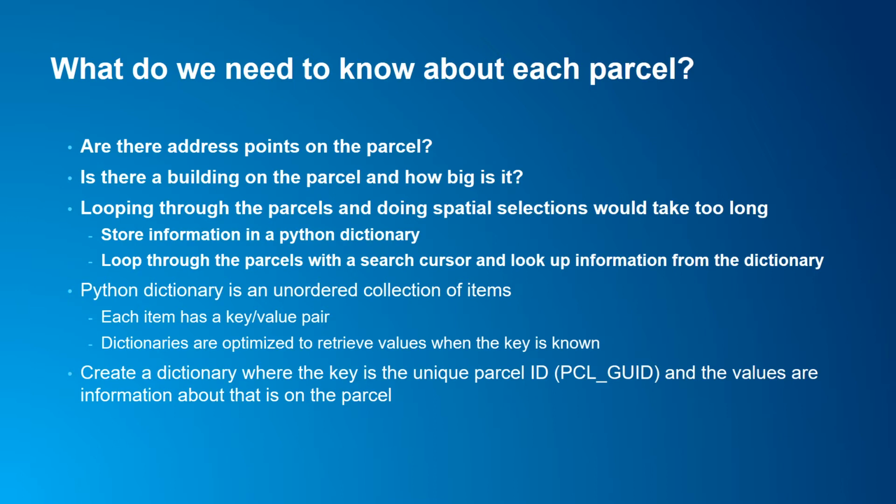A Python dictionary is an unordered collection of items in which each item has a key and value pair. Dictionaries are optimized to retrieve values when the key is known. So our idea was to create a dictionary where the key is a unique parcel ID. In our database, this is a PCL GUID, and the values are the information about what's on each parcel.